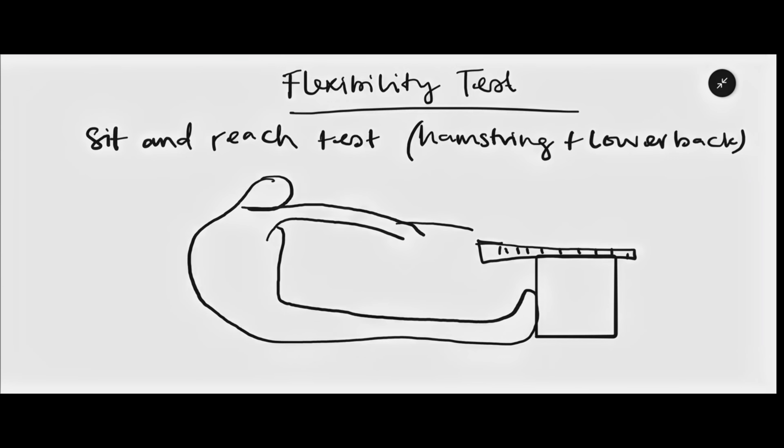And they're reaching out as far as they can. Basically, the measurement is where their arm gets to. So if the arm gets here, then this is the distance of the stretch that you're measuring. Let's call it D. If their arm gets all the way here, then this would be the distance that you're measuring. So that is the main outcome of the sit and reach test.